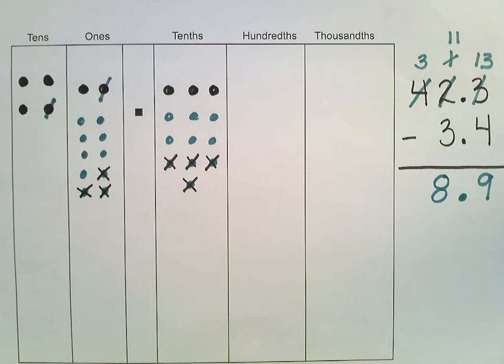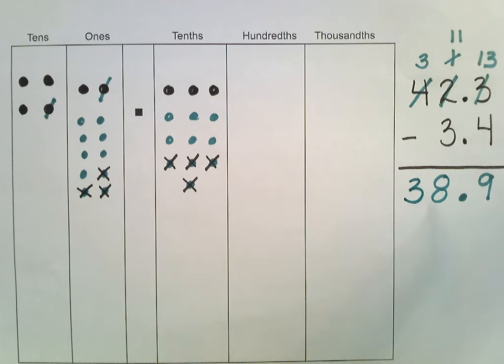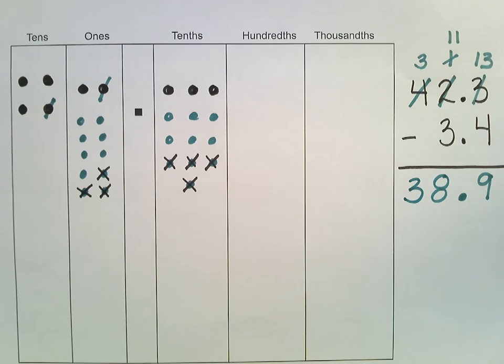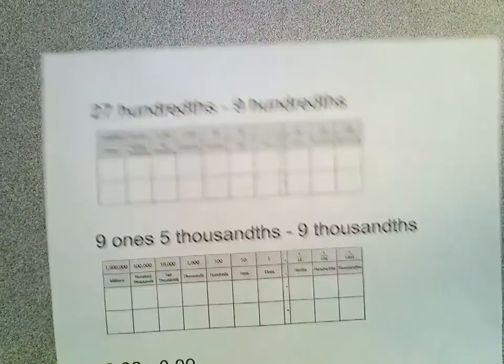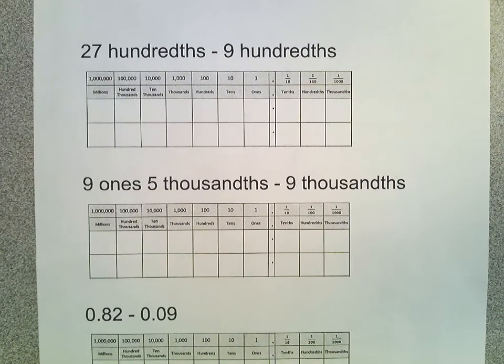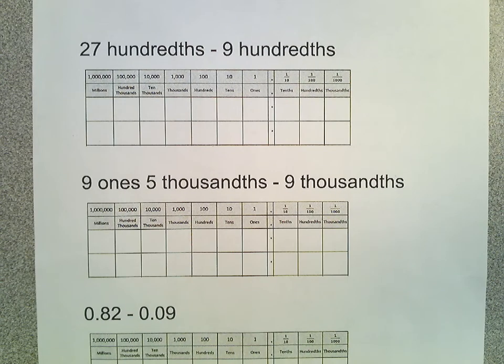And then go to my tens place. 3, I'm not taking away anything, so I wind up with 3. So our final answer would be 38 and 9/10. All right, now we're going to do some practicing on the place value chart. So if you could go ahead and take this paper that was passed out to you as well, we'll get started with that.